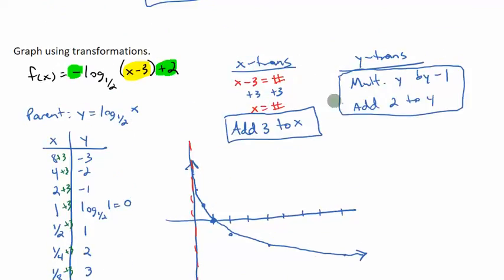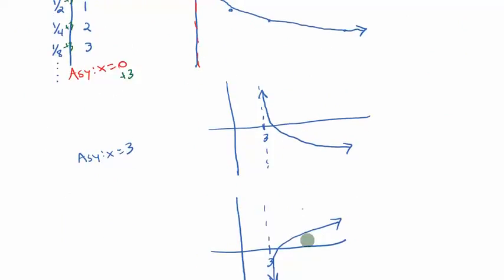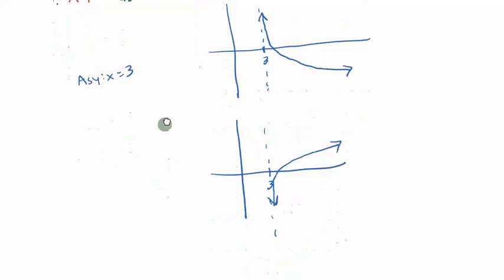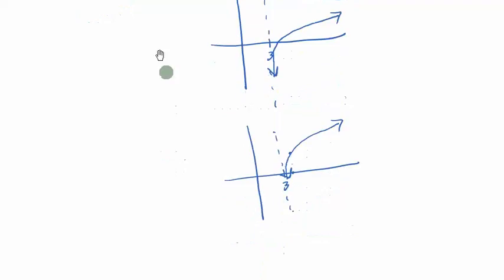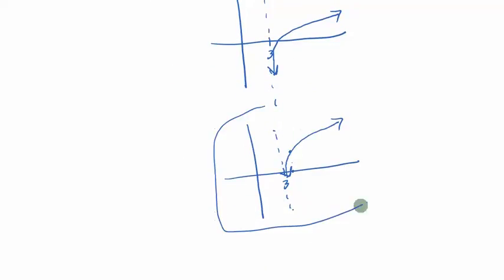And finally, adding 2 to y is going to move your entire graph up 2 units, which does not affect your asymptote again. So you still have the same asymptote at x equals 3, but now your graph, instead of going through this point, is going to go through 2 points higher right here. It's going to flatten out to the right and approach your asymptote. Roughly, if you work this out, you'll get this graph. You'll get more precise points, but that's the idea behind it.